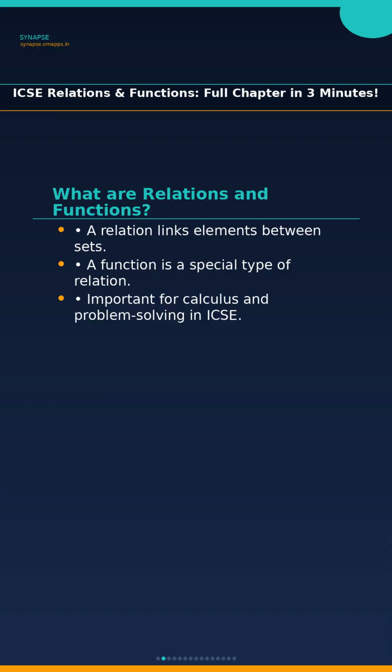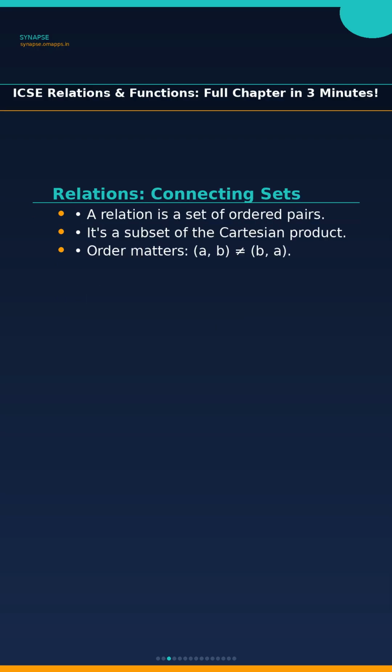Simply put, a relation is a link between two sets of things. A function is a special kind of relation where each input has only one output. This is a cornerstone for many other math topics in ICSE, so let's nail it. Let's start with relations. Think of them as sets of paired items.